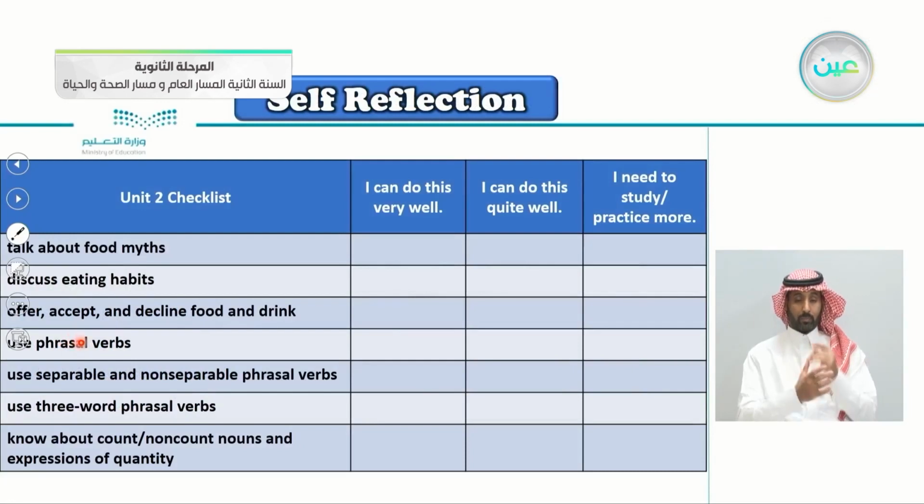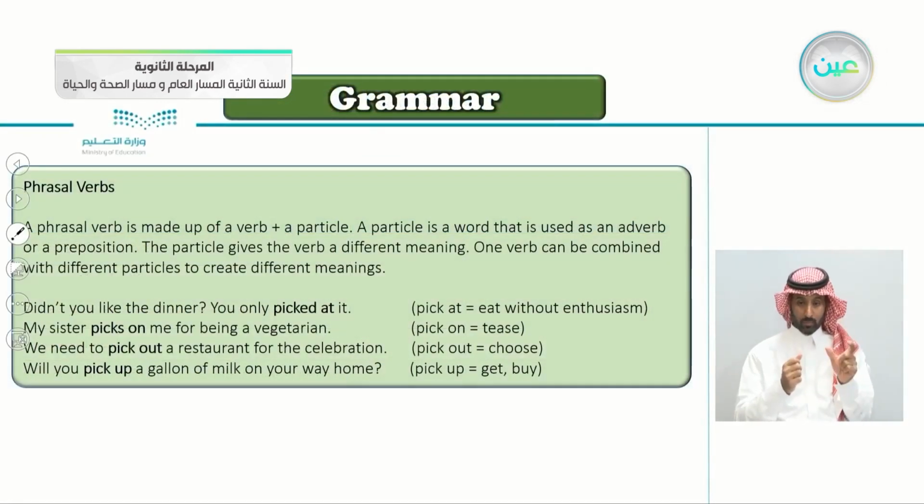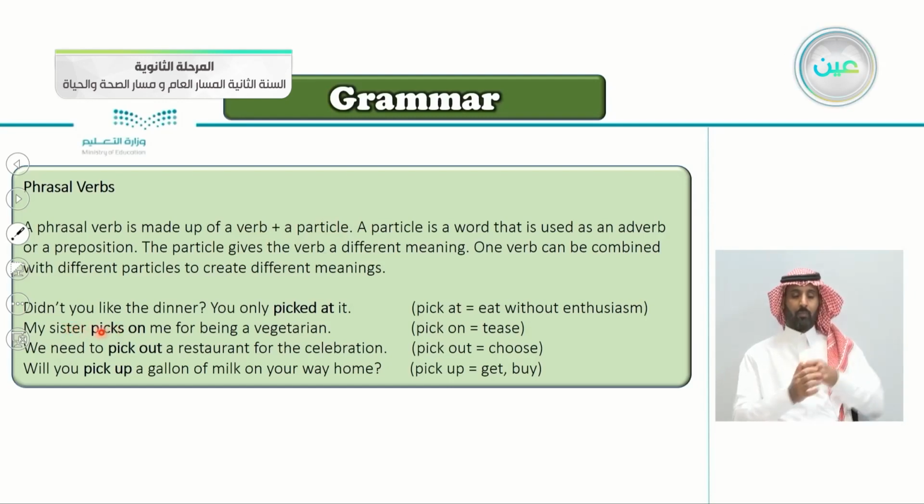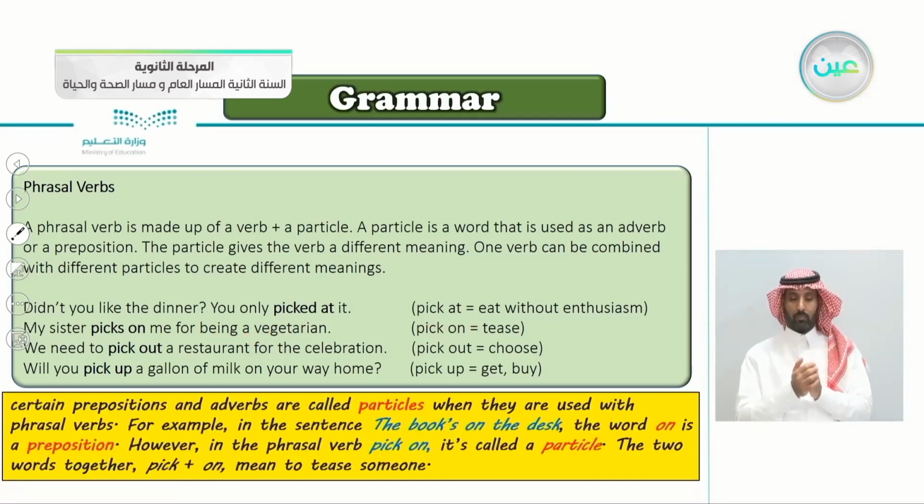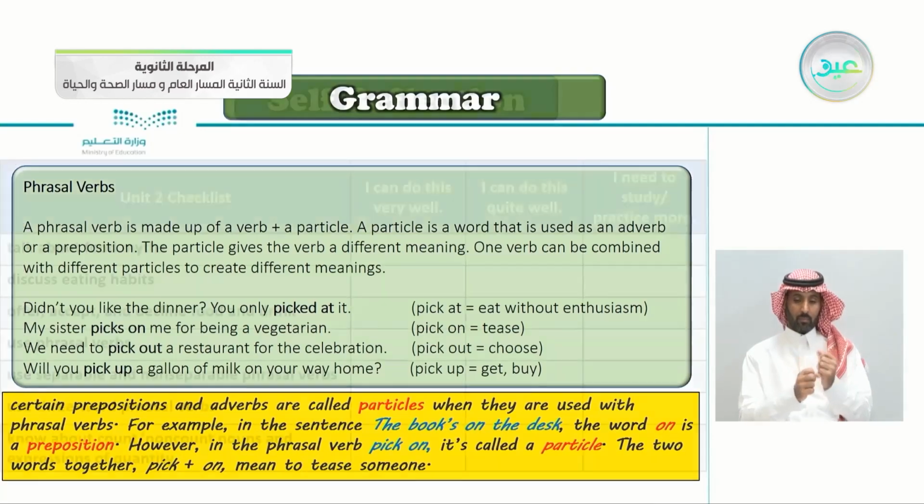Use phrasal verbs. If you remember, phrasal verbs are made of a verb plus a particle. For example, pick at, pick on, pick out, pick up, and so on. So phrasal verbs are made of two words, the verb and a particle. These are some examples here. To pick on: my sister picks on me for being vegetarian. Picks on means to tease. Certain prepositions and adverbs are called particles when they are used with phrasal verbs.